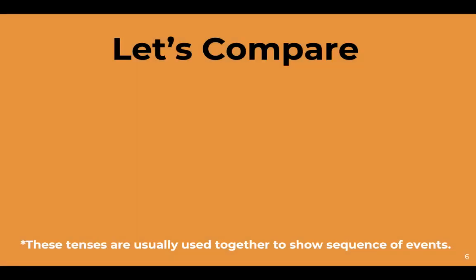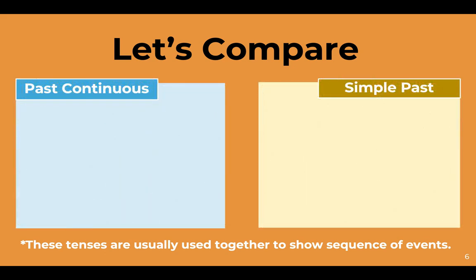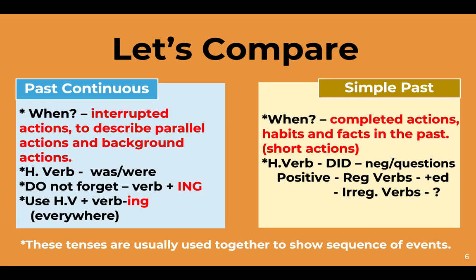So let's compare, and this is the most important part of the lesson. We have to compare the past continuous with the simple past or past simple. So for the past continuous, when do we use it? For interrupted actions, to describe parallel actions and background actions. So things that happened continuously in the past. Instead, the simple past, we use it for completed actions, habits and facts in the past. Short actions, so long and short actions. Maybe that will help you.